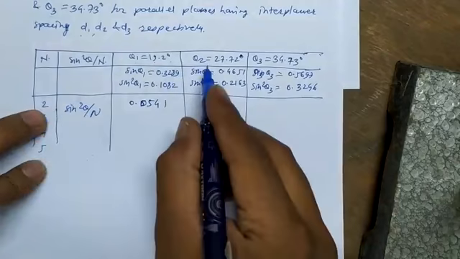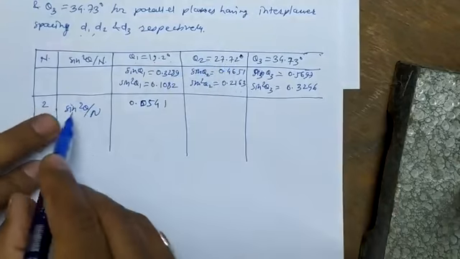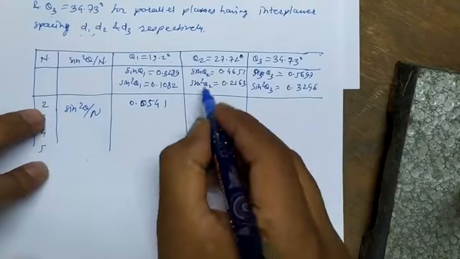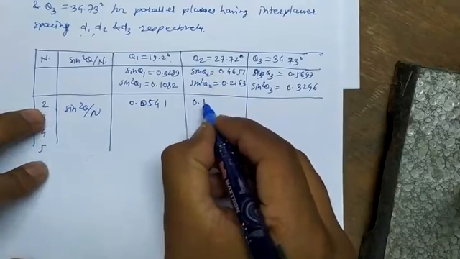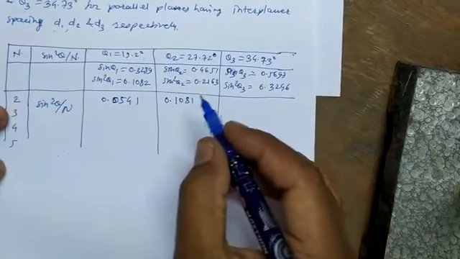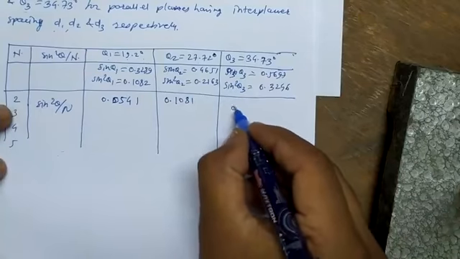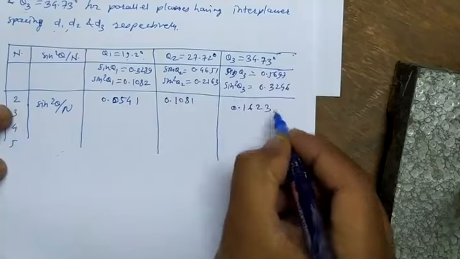त्यानंतर जर θ2 ची व्हॅल्यू 27.72 डिग्री असेल तर sin square theta upon N ची व्हॅल्यू फॉर N इक्वल टू 2 विल बी इक्वल टू 0.1081. आणि त्याच पद्धतीने θ3 करता आपल्याला मिळते 0.1623.